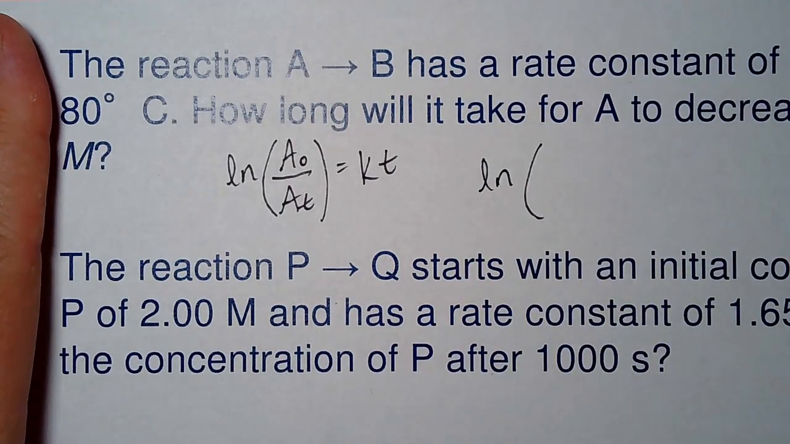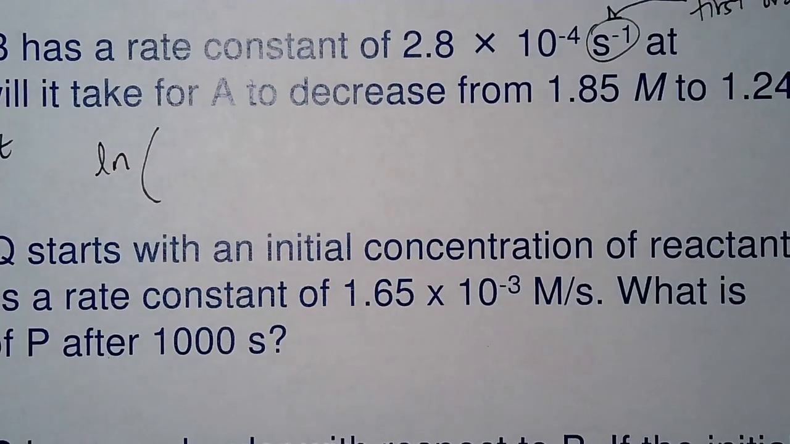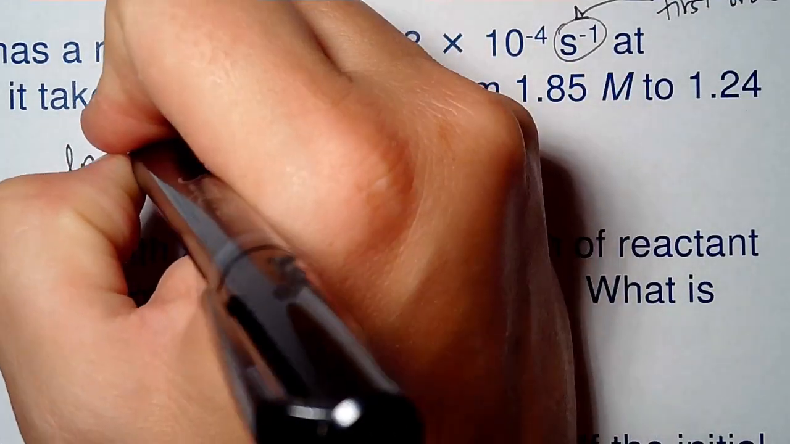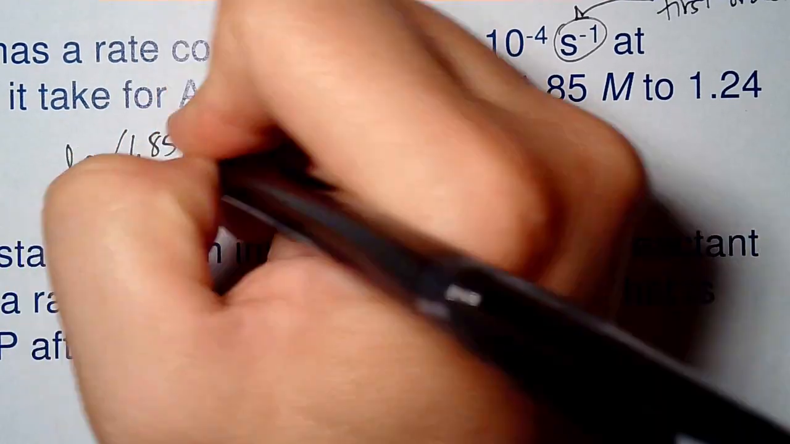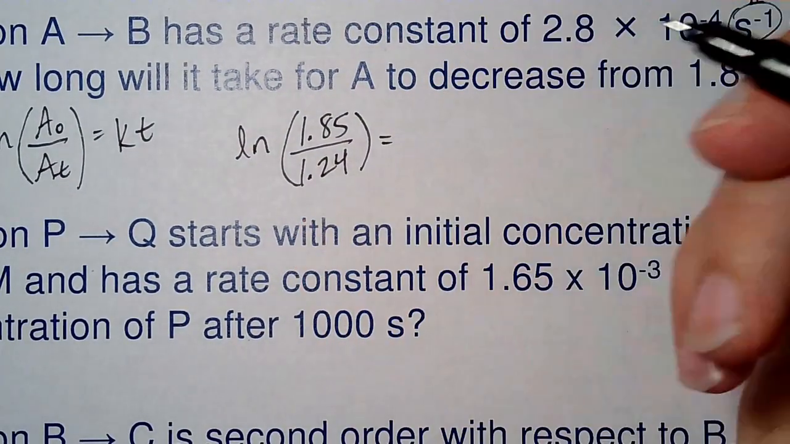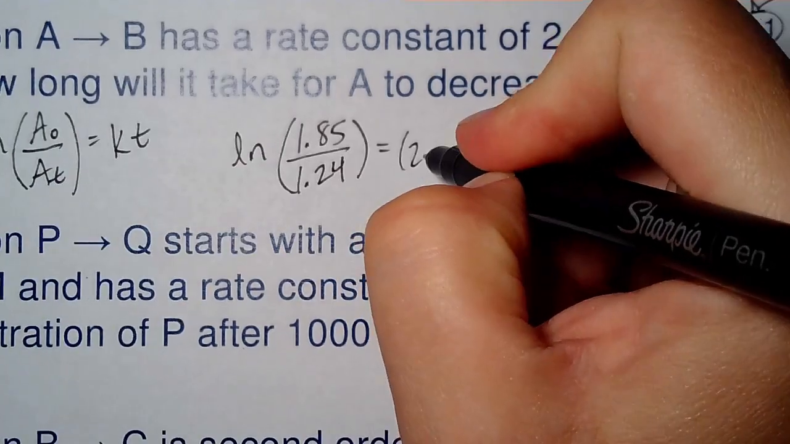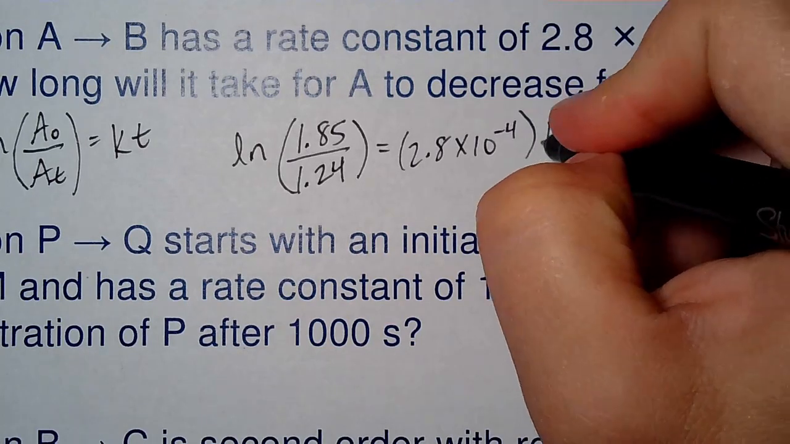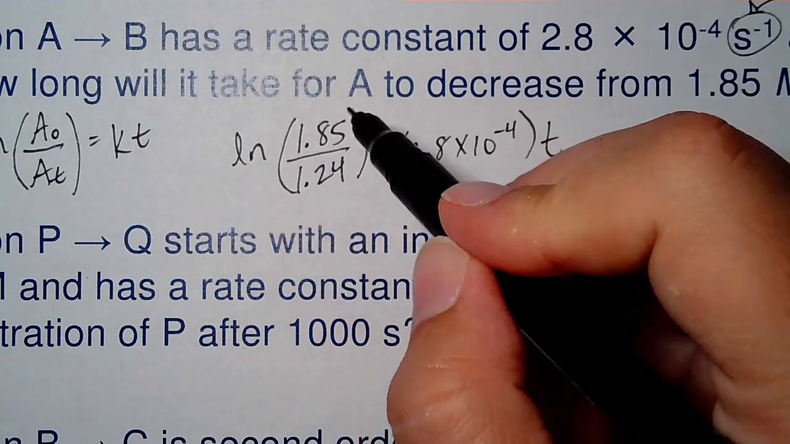Ln A naught is our initial concentration, so that's where we have this information starting at 1.85 molar and going to 1.24 molar. So I put 1.85 on the top, 1.24 on the bottom, because that's the concentration we're looking for. And I'm using the rate constant that we're given, 2.8 times 10 to the minus 4 for my K, and I'm solving for T. How long does it take? So everything on the left side is a real number. We can put this into the calculator.